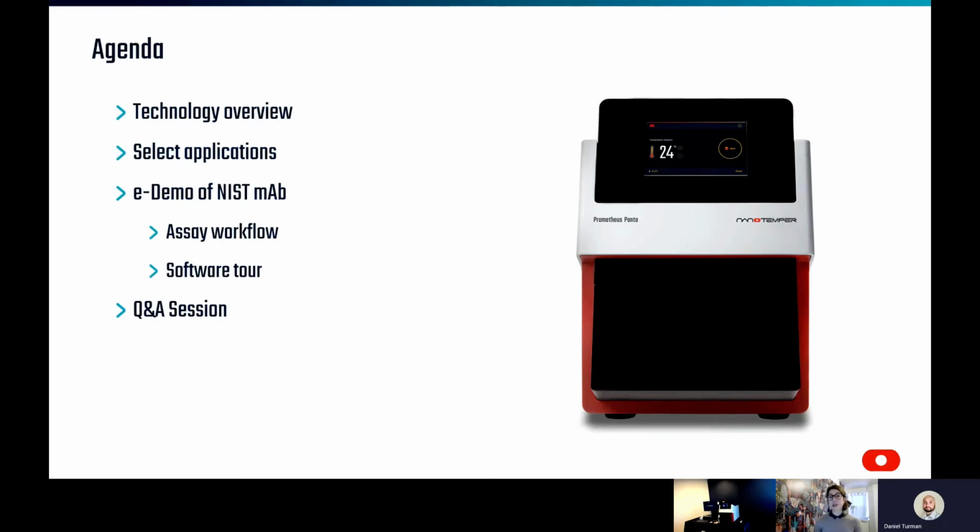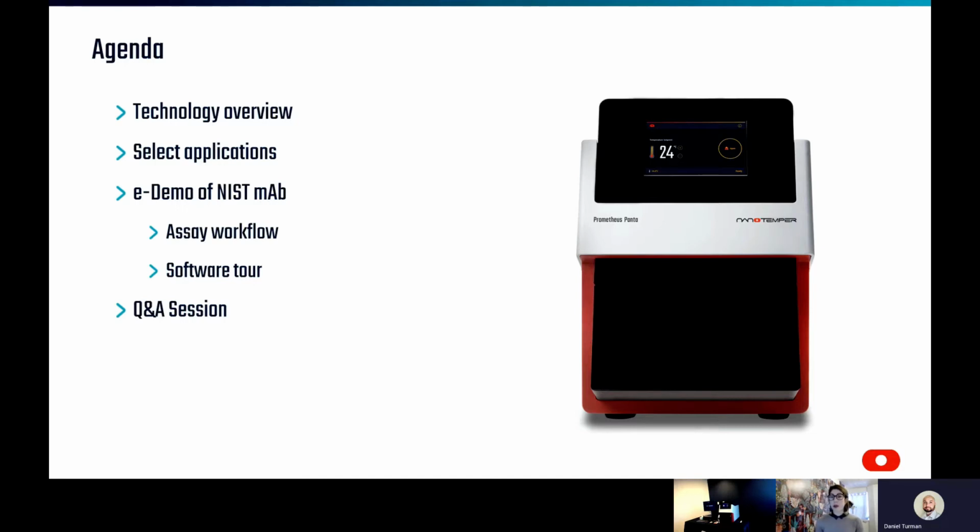I'm going to begin by introducing the Panta and some relevant applications in a brief presentation, and then my colleague, Dr. Daniel Turman, and I will bring you into the lab for the e-demo. Today, we will be measuring the NIST map to highlight the instrumental and analysis workflow.